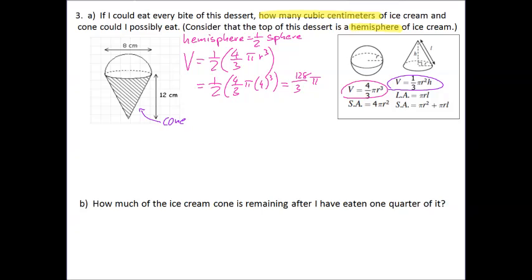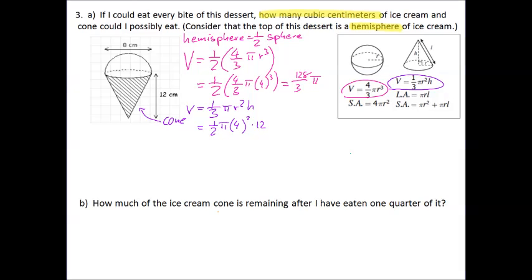Now let's find the volume of our cone, which is the lower part here. The formula is on your formula sheet as well. V is equal to 1/3 pi r squared times h. And we have the same radius, but now we're only squaring it, and we're multiplying times the height of our cone, and the height is 12 centimeters. And that is equal to 64 pi.